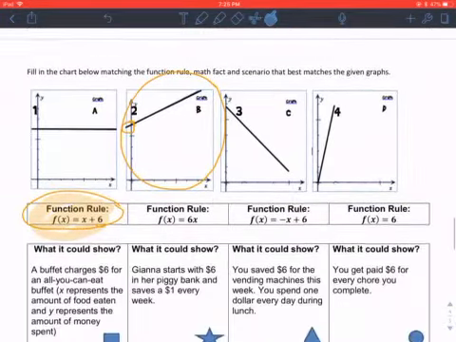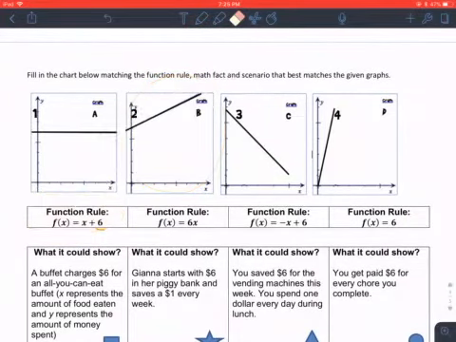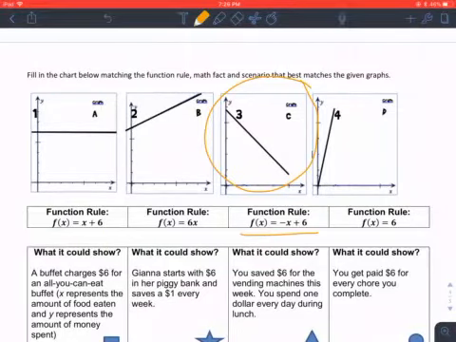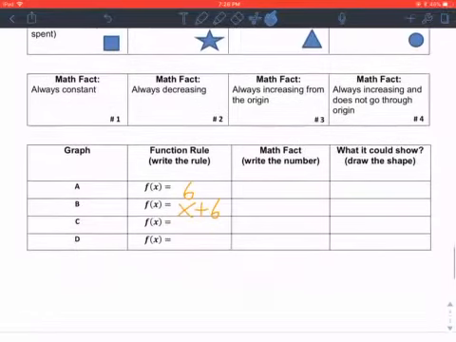Okay, so now let's look at C. Okay, so C is this graph right here. And I notice that this one is also starting at a y-intercept of 6, but it has a negative slope. So I know the function rule is going to be this one. So negative x plus 6.